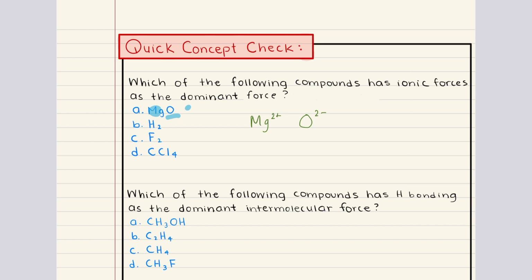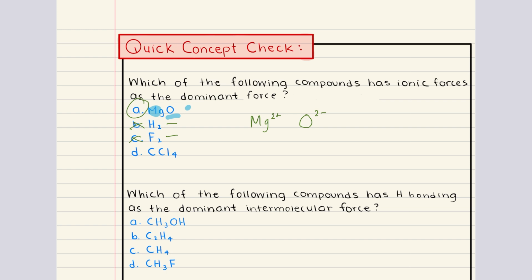This is in fact the correct answer, but we're still going to work through B, C, and D. B and C are hydrogen gas and fluorine gas. These are both nonpolar molecules, meaning they only experience London dispersion forces. And since they consist of identical atoms, there's no dipole and there's no ionic interactions, only dispersion forces. So neither of those are the correct answer.